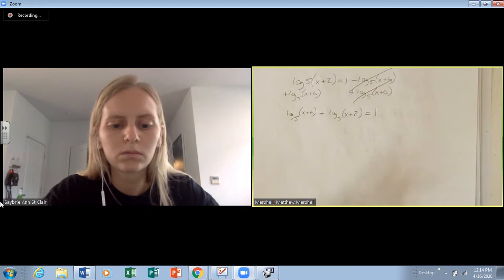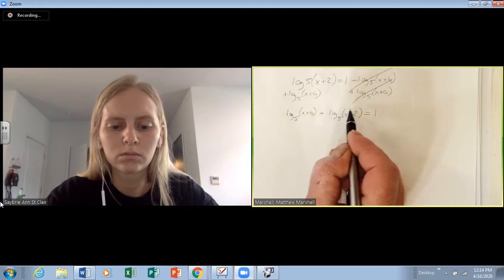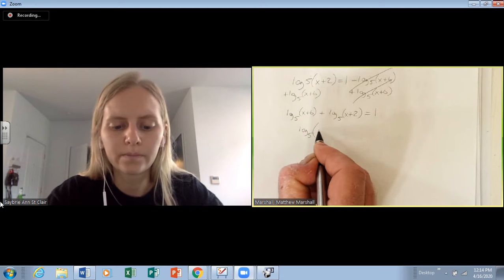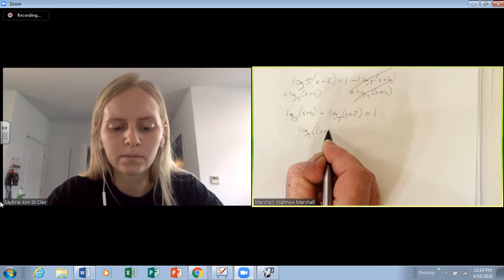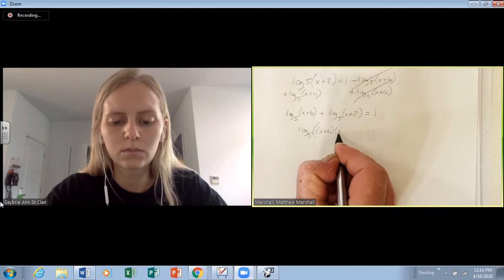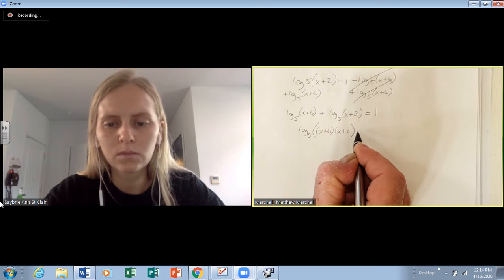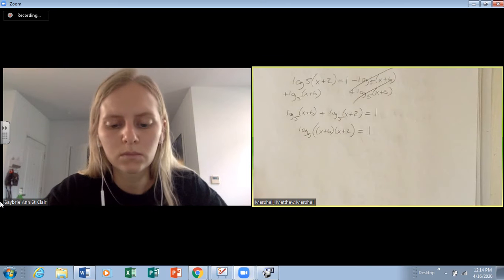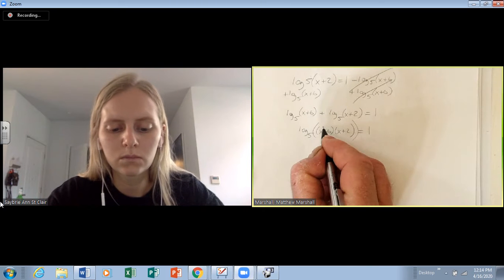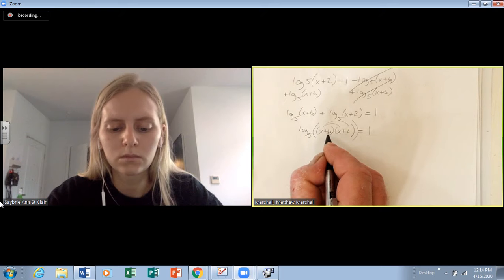These are adding, so I'm going to FOIL these two. I'm going to write it like this: log base 5, and inside there I have to take the x plus 6 piece and not divide it, but times it by x plus 2. Multiply. So I got to FOIL it. You should be saying that.